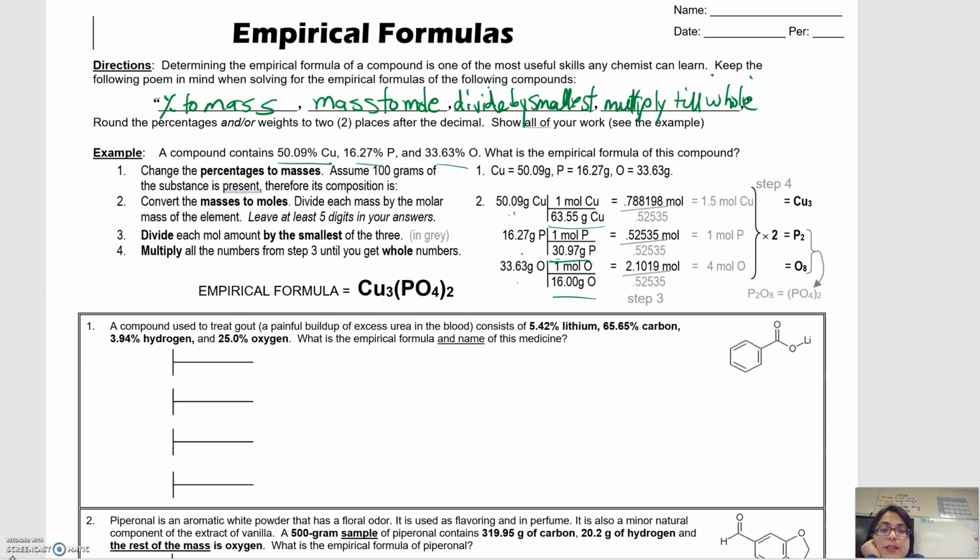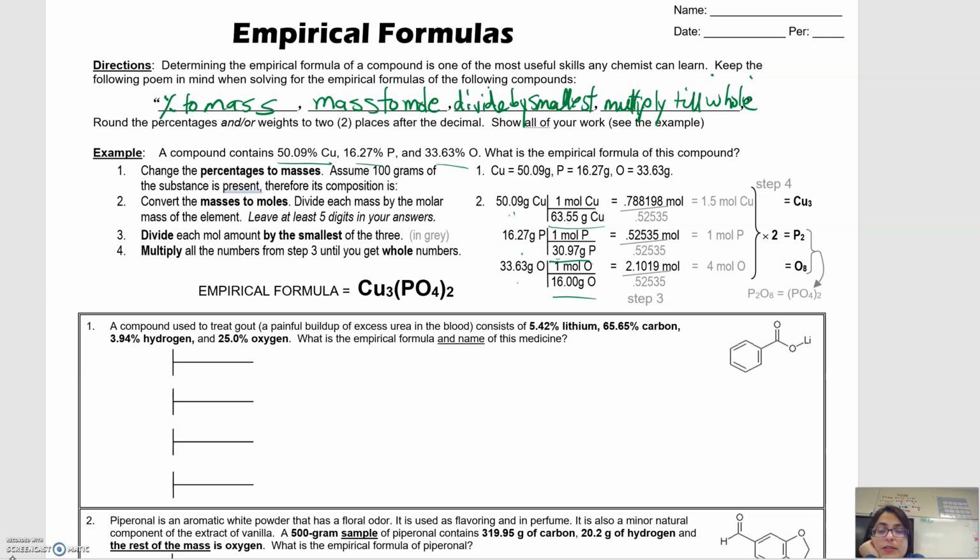Then it says divide by smallest. What we mean by that is we want to get the ratio of each of these in comparison to each other, okay? So we want to get the ratio of these, like how many moles of each of these are in this formula. So the smallest here is this one, 0.5 to 535. You're going to divide each of these by this, the phosphorus mole. And then you get 1.5 mole copper, 1 mole phosphorus, 4 mole oxygen.